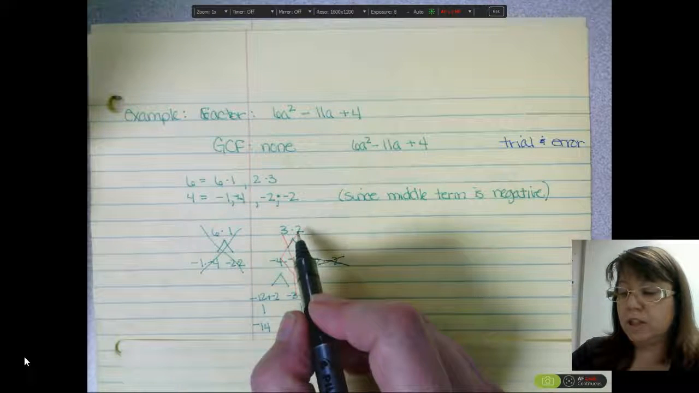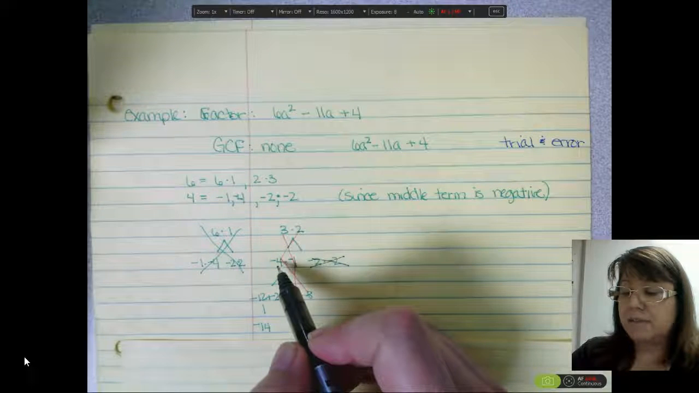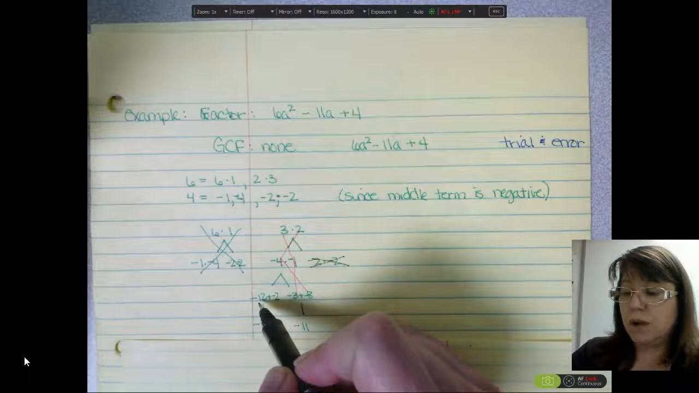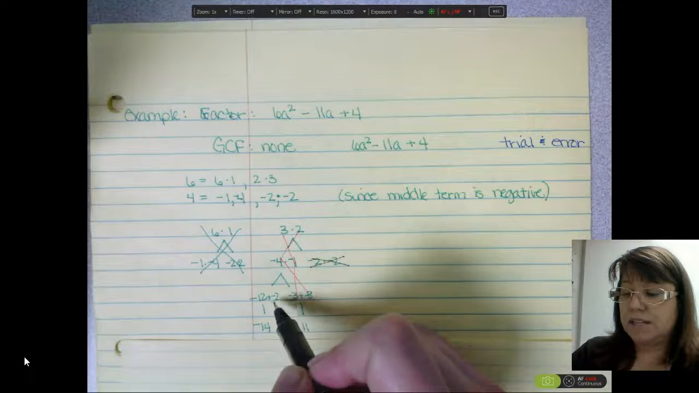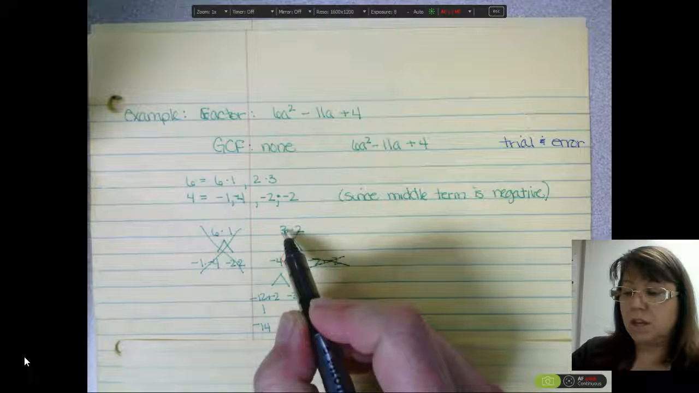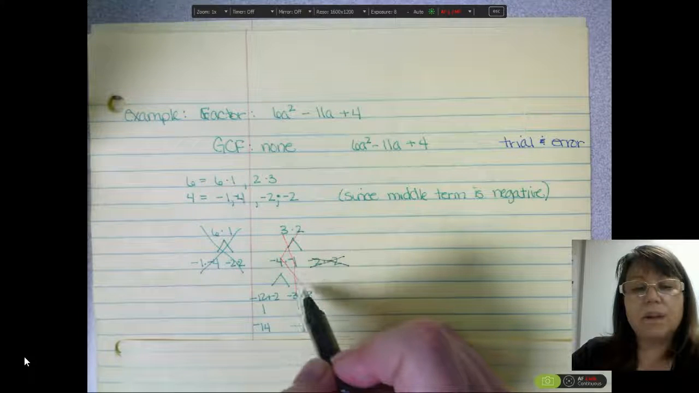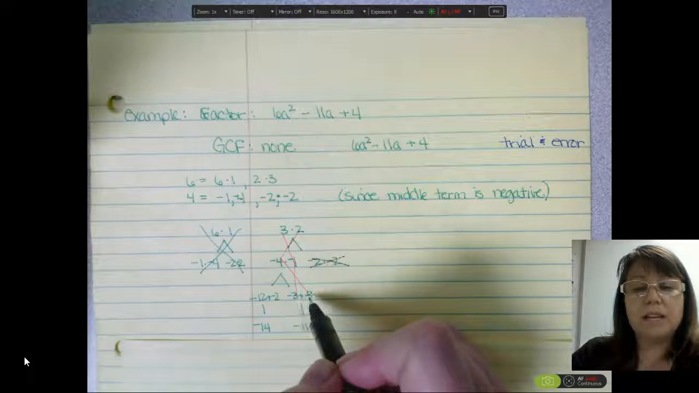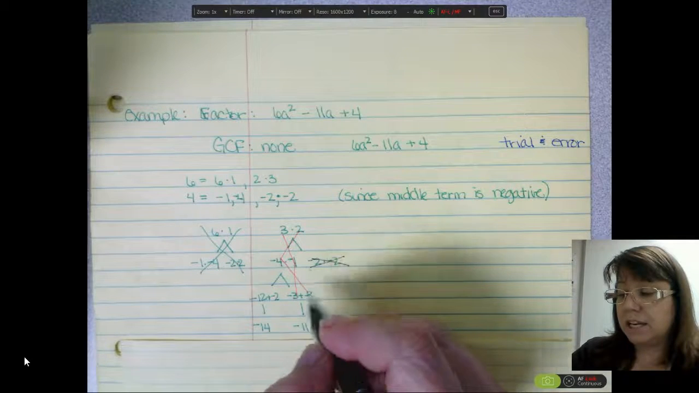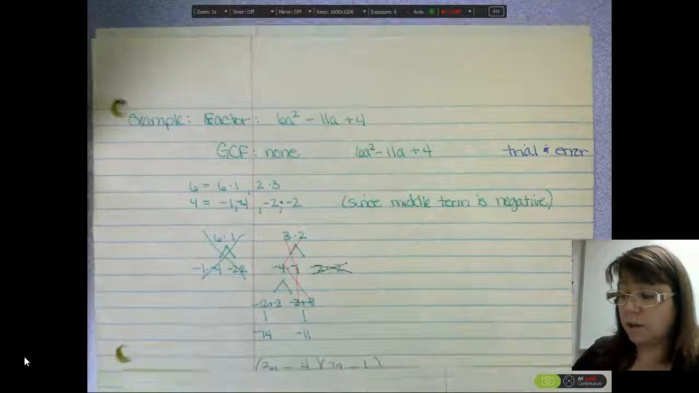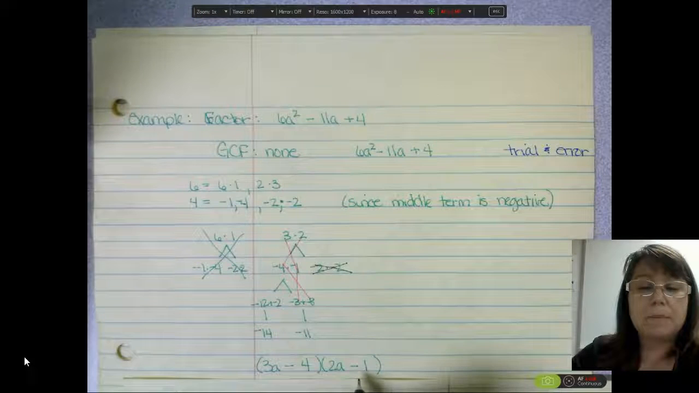But let me switch it up. 3 times negative 4 will give me negative 12. 2 times negative 1 is a negative 2, that's negative 14. 3 times negative 1 is negative 3. 2 times negative 4 is negative 8. Negative 3 plus negative 8 is negative 11. There's my combination. So I know, using trial and error, it's going to be 3a minus 4, 2a minus 1.